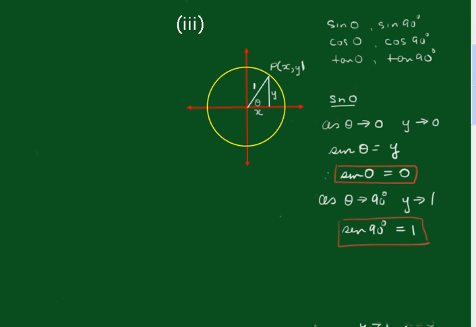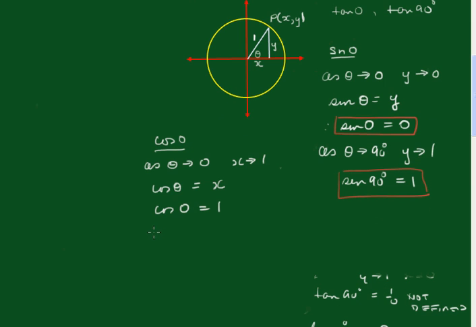Okay, let's go look at the coses. The cos of 0. Now, as theta goes towards 0, x will go towards 1. Now, the cos of theta is equal to x on 1, or just x. So the cos of 0 is equal to 1, which is the complement of the sine.